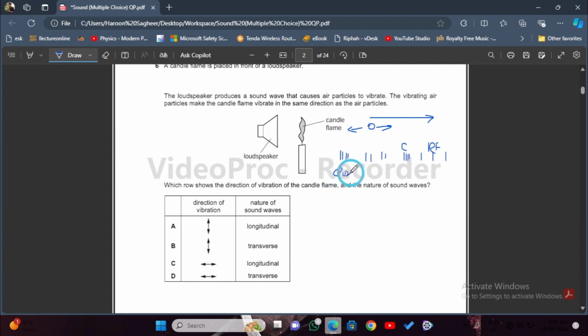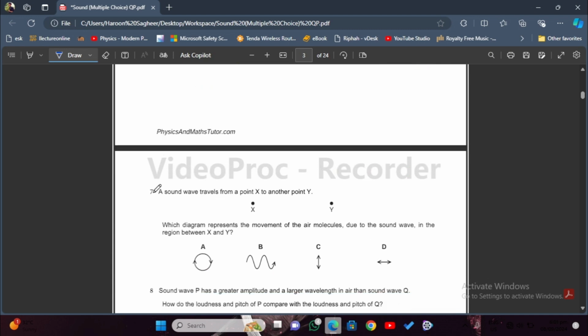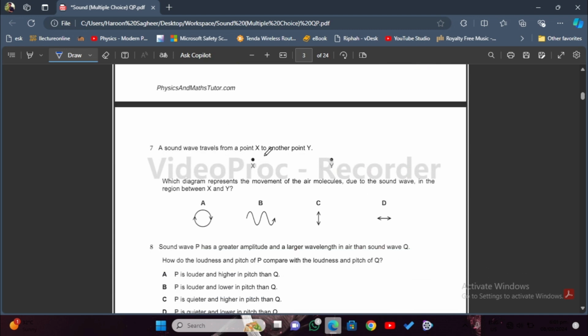And of course sound waves are longitudinal, and like I told you, don't mind my writing. So in these four options, C is the correct one. In C, we see this particular direction of vibration and it's longitudinal, so it is correct. Okay, let's go to question number 7. A sound wave travels from a point X to another point Y. So we do know that all the particles between X and Y will vibrate back and forth. So here we have a back and forth direction in option D. So option D is the correct one.